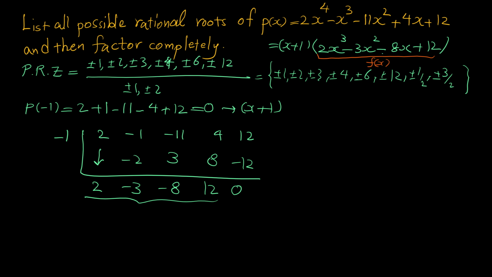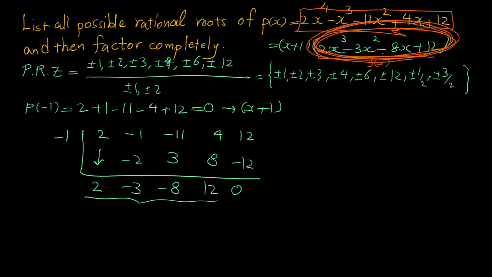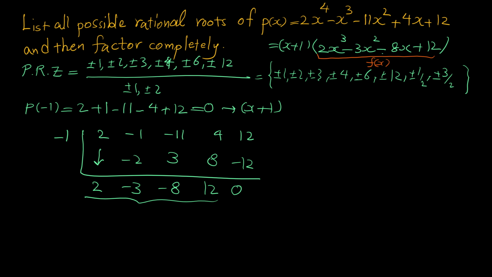I know already that p of 1 is not 0. We checked that 1 does not make this polynomial equal to 0. So we check for -1. Maybe -1 makes this polynomial 0. We have to check, because maybe x plus 1 is a repeated factor. So you should not skip checking for -1 again for this new polynomial, which we named f of x. Don't forget this. So we check f of -1.